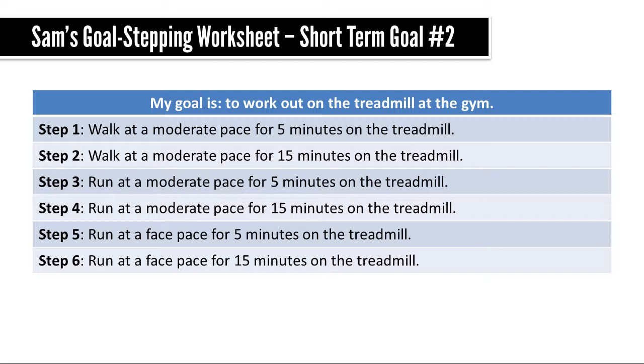And then her next step, which may be the next day, the next time she's at the gym, or maybe a couple times later when she was at the gym. But the next step would be to walk at a moderate pace for 15 minutes, and then run at a moderate pace for 5 minutes, then run at a moderate pace for 15 minutes, then run at a fast pace for 5 minutes, run at a fast pace for 15 minutes. So you can see how she gradually worked up towards her goal.